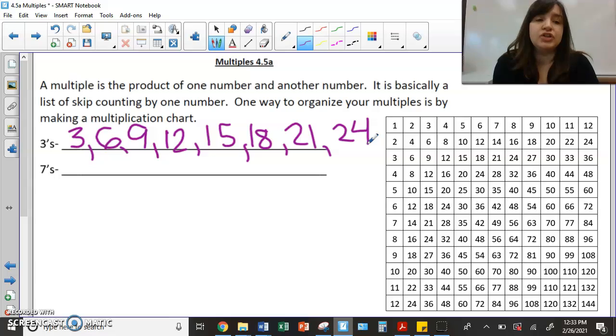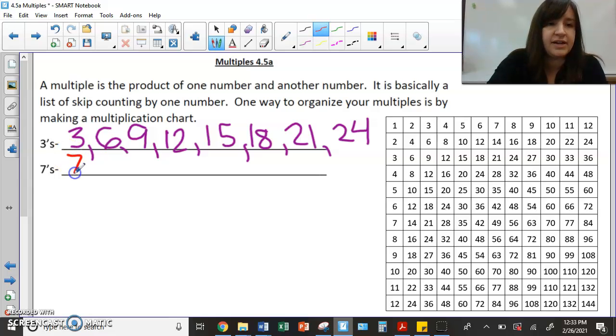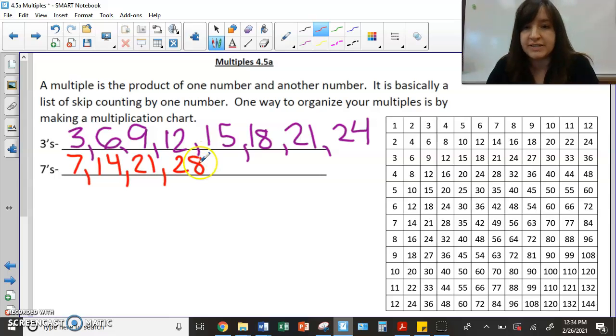Your multiples can go on and on and on forever, all the way to infinity. So all of these are multiples, but there are a lot of multiples. We'll look more at a good place to stop when we talk about finding the least common multiple. So let's make a list of our 7s. So we have 7, and then we add 7 more, which is 14. 7 more than that is 21. 7 more than that is 28. You'll notice I just followed the multiple pattern that I see over here on my multiplication chart.